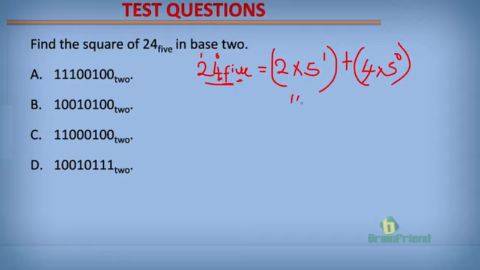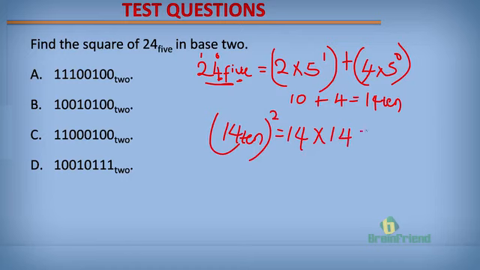And 2 times 5 is 10 plus 4 times 5 raised to the power 0 is 1. So this is 14, base 10. We are asked to find the square. So we find the square of 14 base 10, which is equal to 14 times 14. And this is equal to 196 base 10. So this is the square of 24 base 5.